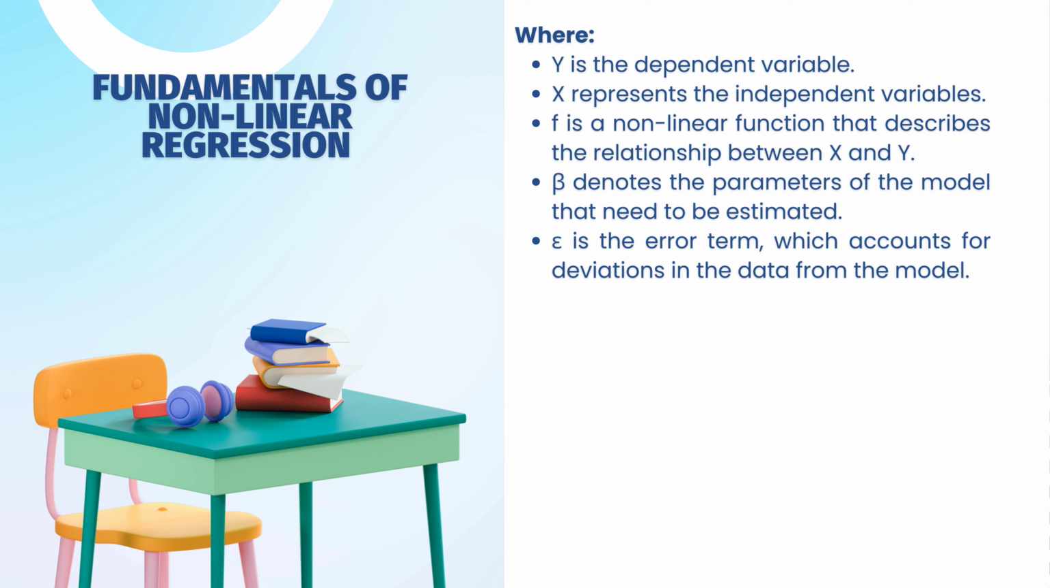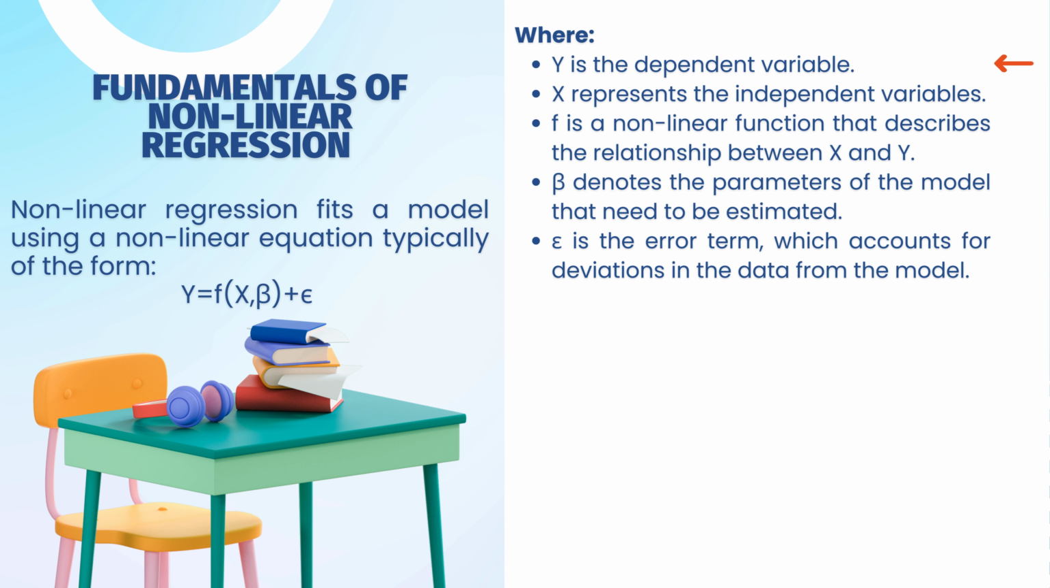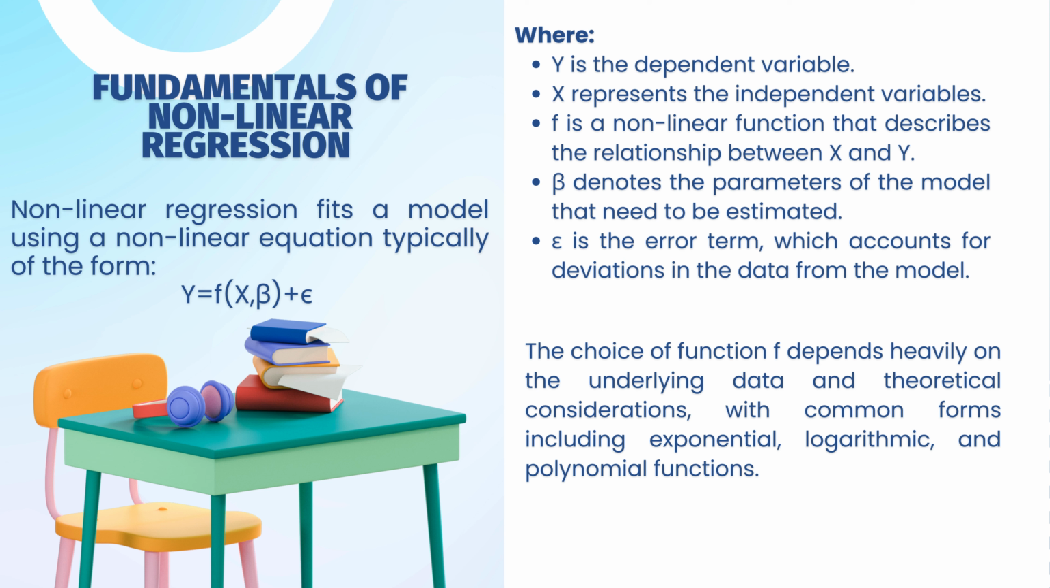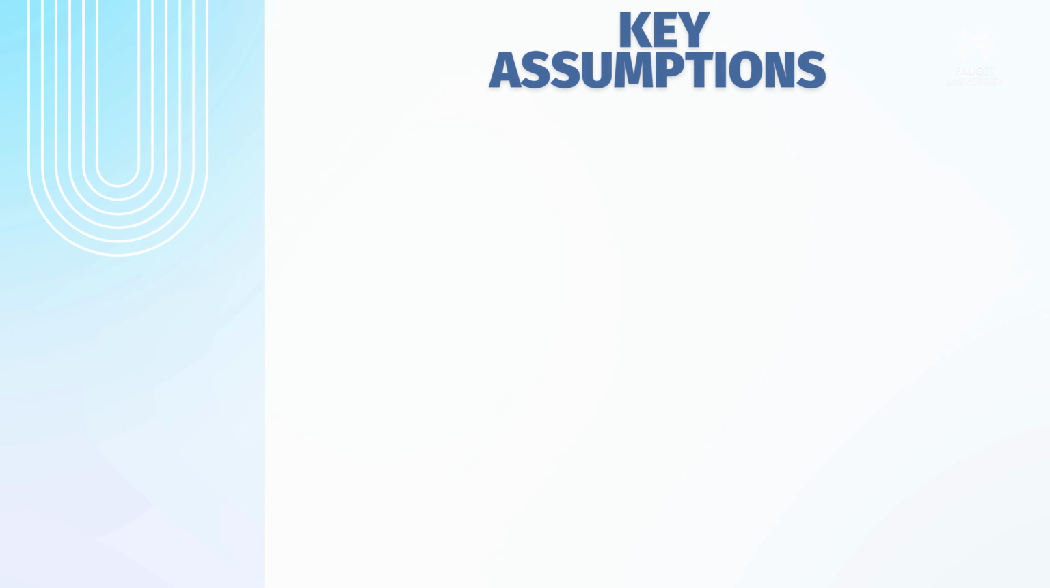Fundamentals of nonlinear regression. Nonlinear regression fits a model using a nonlinear equation, typically of the form y = f(x, β) + ε, where y is the dependent variable, x represents the independent variables, f is a nonlinear function that describes the relationship between x and y, beta denotes the parameters of the model that need to be estimated, and epsilon is the error term, which accounts for deviations in the data from the model. The choice of function f depends heavily on the underlying data and theoretical considerations, with common forms including exponential, logarithmic, and polynomial functions.